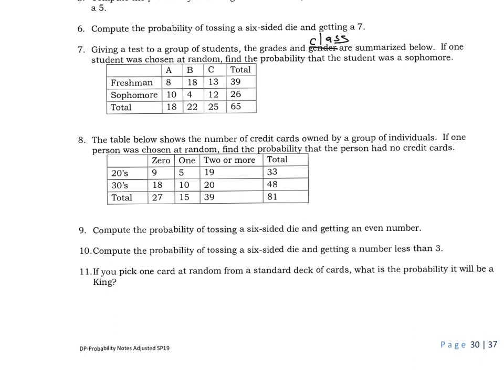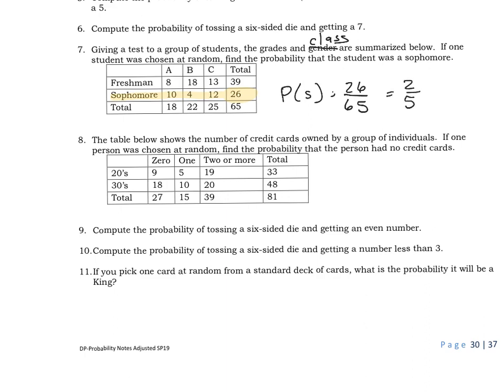Okay, so we just want to know the probability that they're a sophomore. So this is our total of sophomores, the 26 right here. And so what we're going to look for there is just the probability of sophomore. So we're looking for the 26 out of 65. And that actually reduces to 2/5.